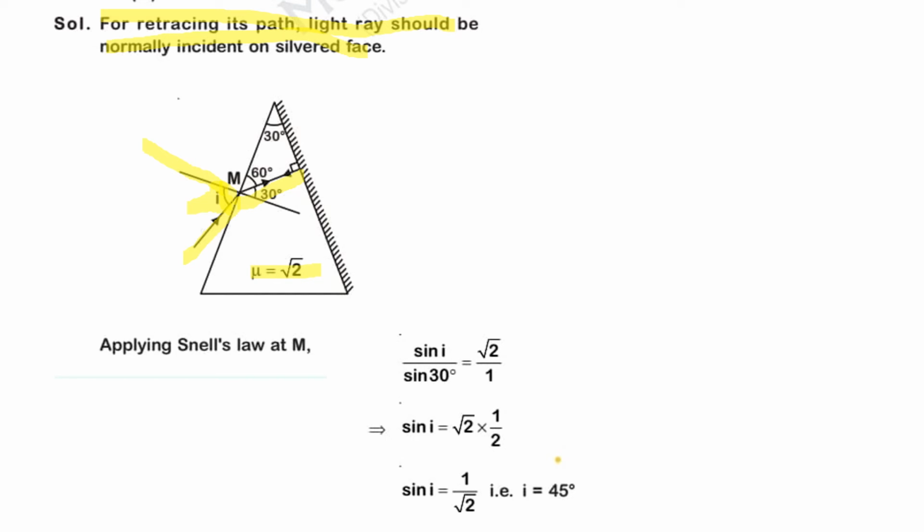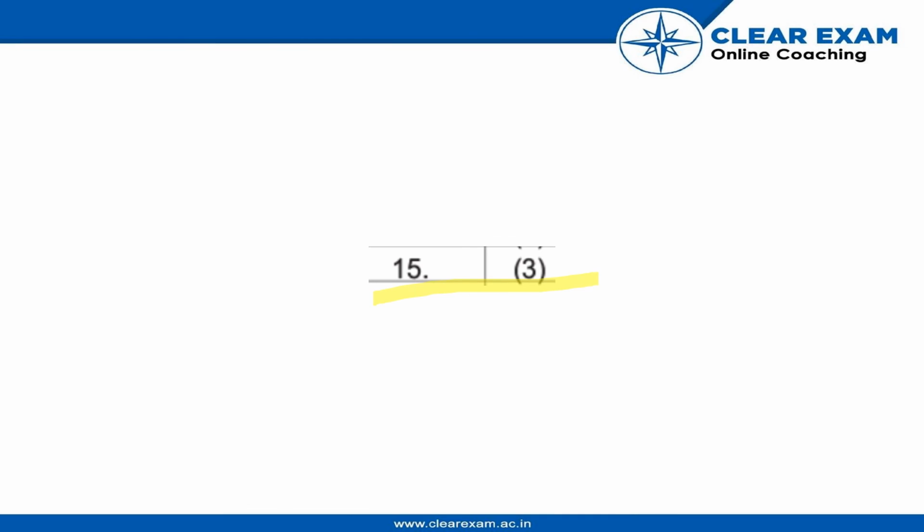So we will use Snell's law at point M. sine i upon sine 30, which is the angle of refraction r, equals mu, which is root 2 upon 1. So sine i comes out to be 1 upon root 2 after calculating, and the angle i will be 45 degrees. So the correct option will be the third option, which is 45 degrees.